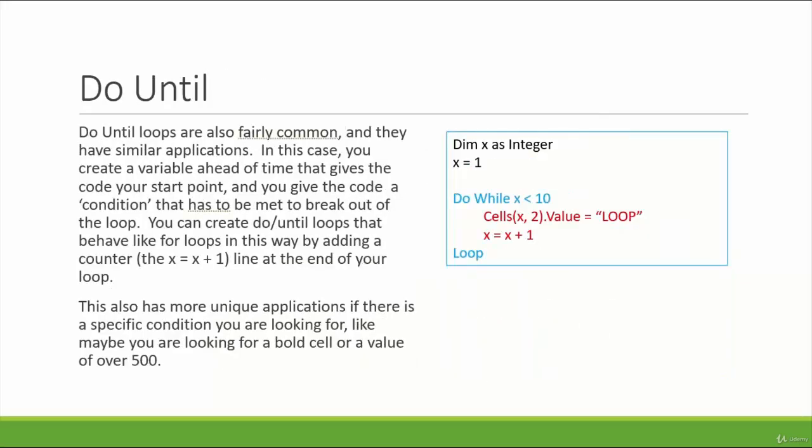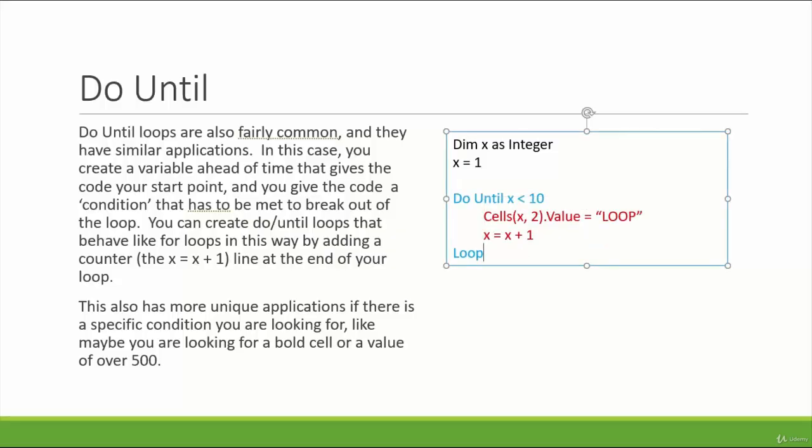Now do until loops are also fairly common. You'll see these pretty frequently. Again, a lot of other languages will refer to them as do while, but we call it do until in VBA. They have similar applications, but you have to create your variable ahead of time. Rather than telling it in this statement, I want you to start on 1 and end on 10, we have to predetermine what our x value is here. And you have to give the code a condition that has to be met to break out of that loop. So you can create do-until loops that behave like for loops by adding a counter, which is this x equals x plus 1 line at the end here.